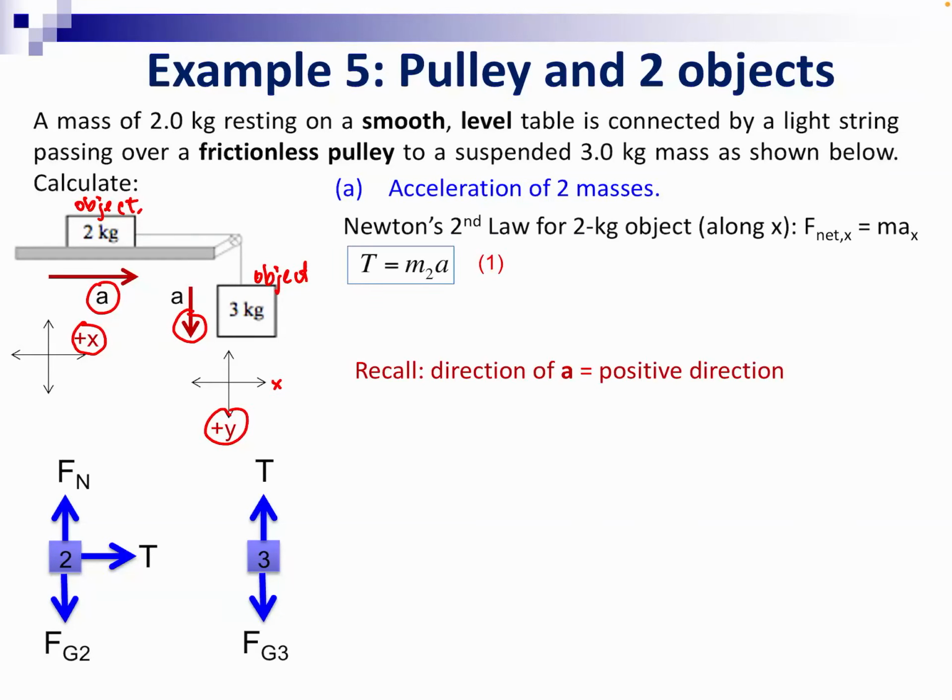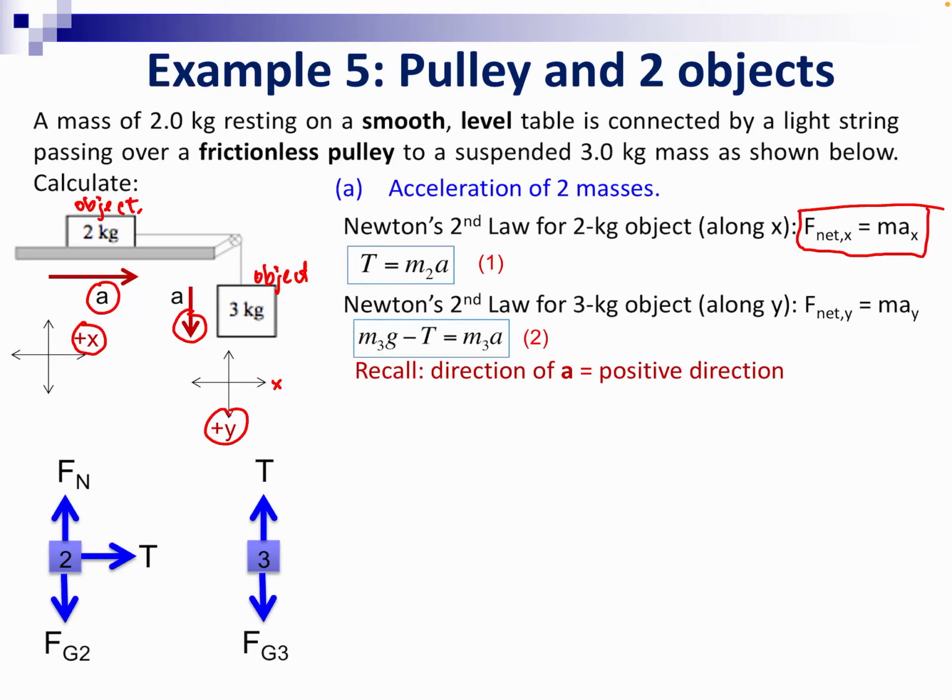For the 2 kilogram mass, this is Newton's second law: net force is equal to mass times acceleration. Looking at your free body diagram here, it's only tension that will contribute to the acceleration of the 2 kilogram mass, yeah? The normal force and the weight force will actually cancel each other out because you don't have acceleration along the vertical. So the equation for the 2 kilogram mass is just tension on the left-hand side, equal to the net force, and on the right-hand side, you have the mass times acceleration.